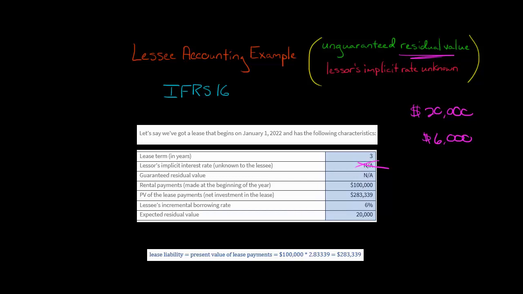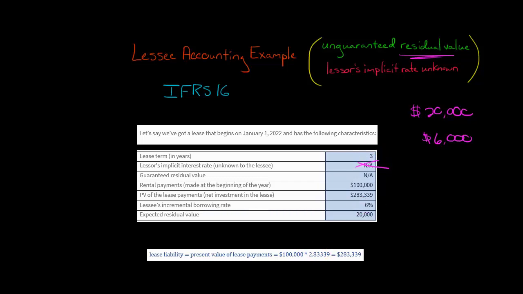Now, we've got $100,000 a year payments. We've got 3 of them, and they're made at the beginning of the year. So the first payment is on January 1st, 2022. So to calculate the present value of these $300,000 payments, we take $100,000, we multiply it by 2.83339. Okay, and this is the present value of an annuity due, for 3 periods at a rate of 6%. So basically, this is a present value of $1 annuity due, 3 periods, 6%. That's where I got this number from.